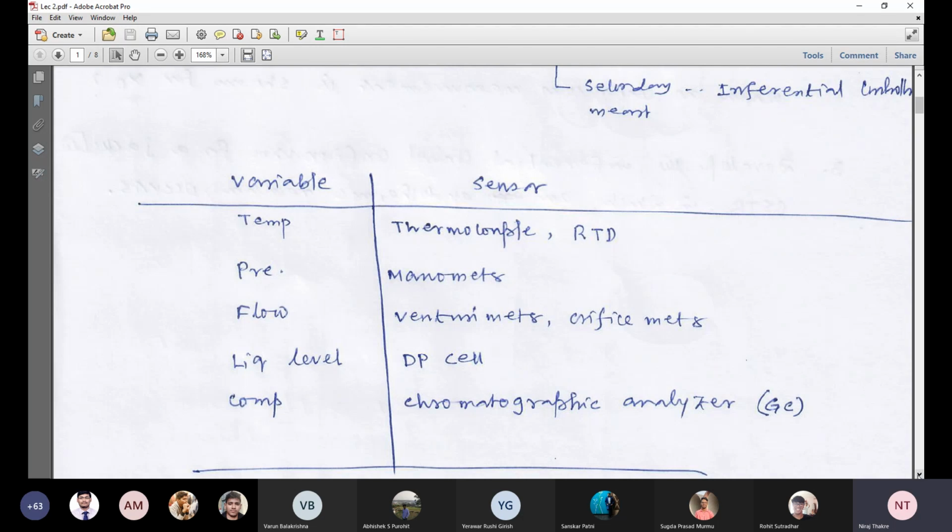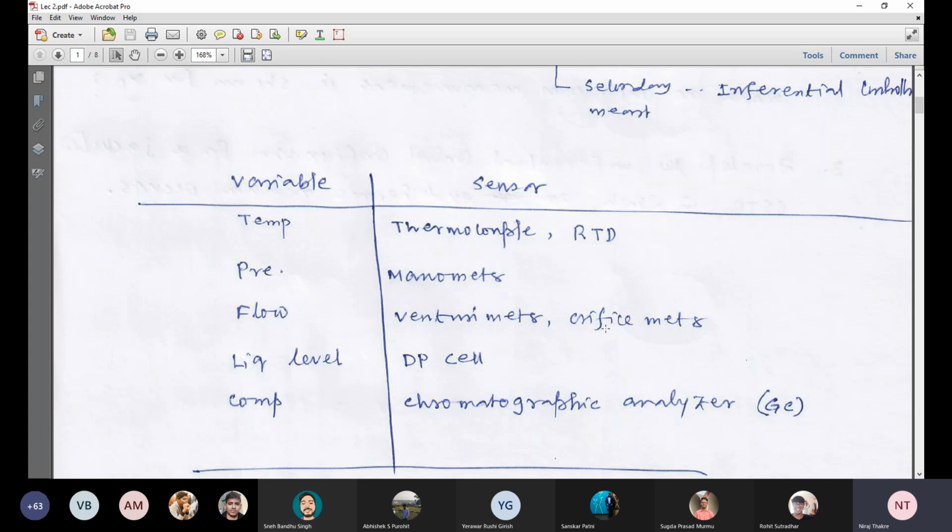Did you study any flow meter, student? The pitot tube and venturimeter. Did you study? Yes, sir. In which course? Fluid mechanics or mechanical operation? Sir, last time we have fluid lab, so in that we started. Okay, good. So you know something about this.